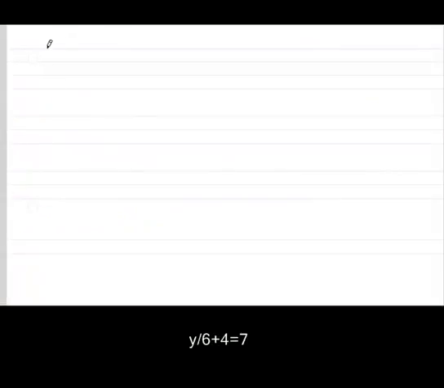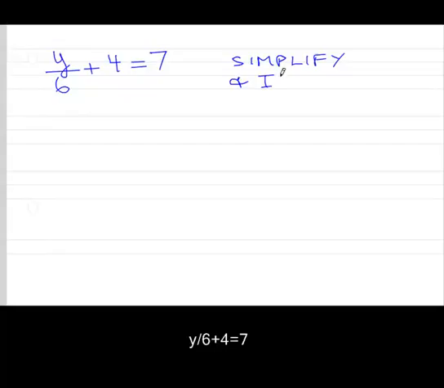Let's try something a little more complicated. Just a little more. Y divided by 6 plus 4 equals 7. People panic. They start saying a lot of stuff over here, but you still apply the same things. First, we're going to do some simplification, because we can simplify and we're going to isolate also.